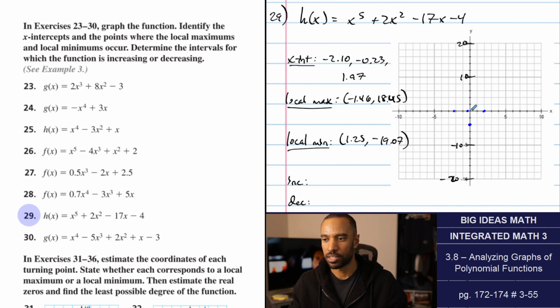My local max is about -1.5 and 18.45. Now, 18 is this number. 19 is in between those, so it's probably about like that right there. And then 1.25, -19.07. Remember, -19 is between -18 and -20 right there. So I think that's what I have information-wise for those.